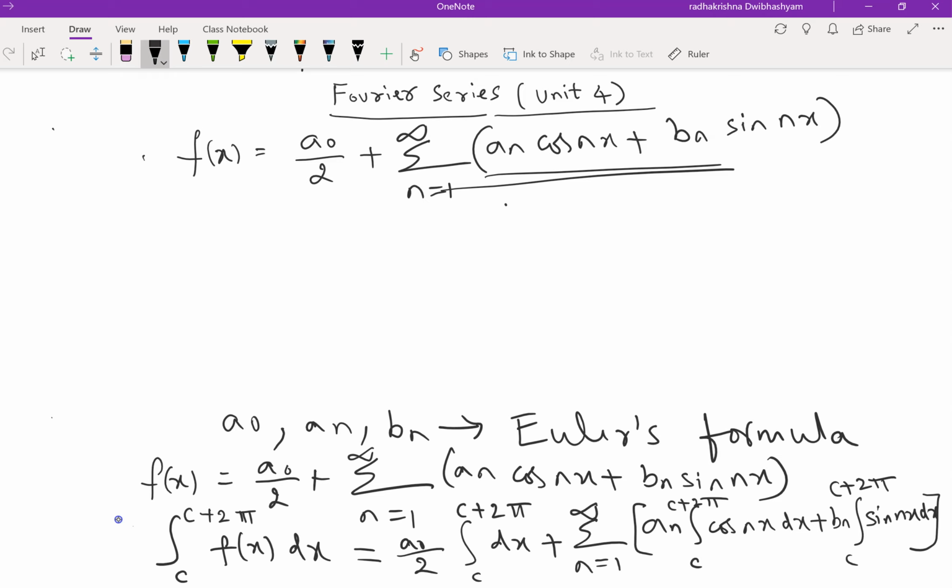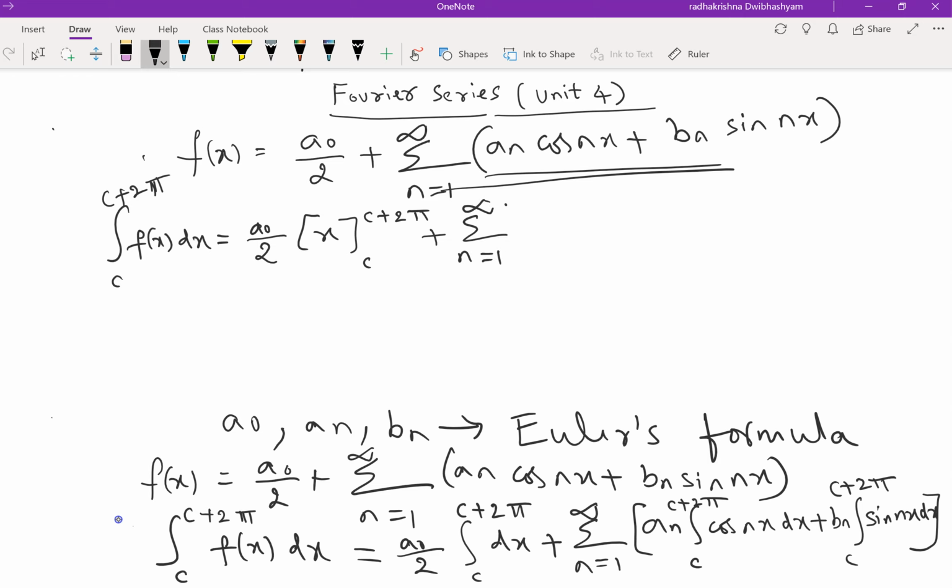Integral c to c plus 2 pi f(x) dx. On the right hand side, a naught by 2, if you integrate dx, that becomes x under the limits c to c plus 2 pi. And here, within the summation n equal to 1 to infinity, the first integration is 0, plus the second integration is 0.